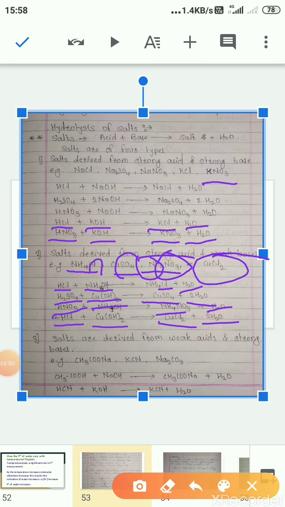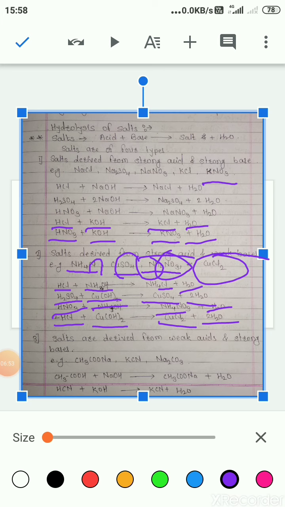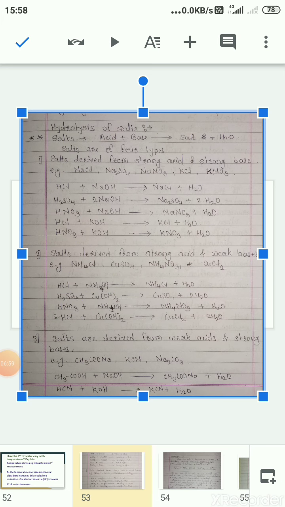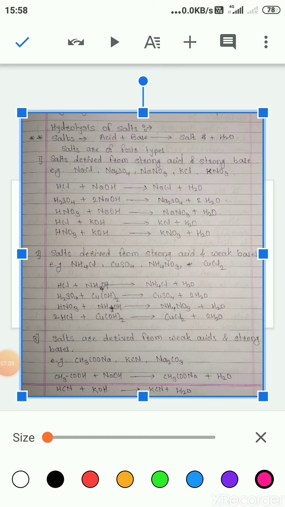Now, the third type: salts derived from weak acid and strong base. Here we are going to use weak acids and strong bases, that is KOH and NaOH. Now see the examples of salts given: sodium acetate, KCN, potassium cyanide, and Na2CO3, sodium carbonate. Now see how these salts are formed.